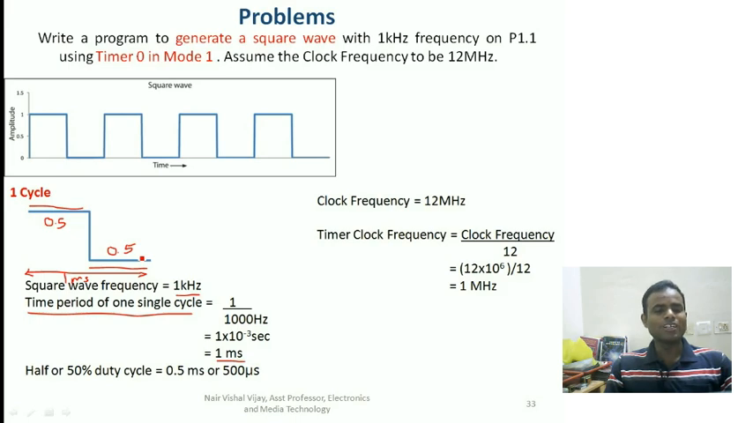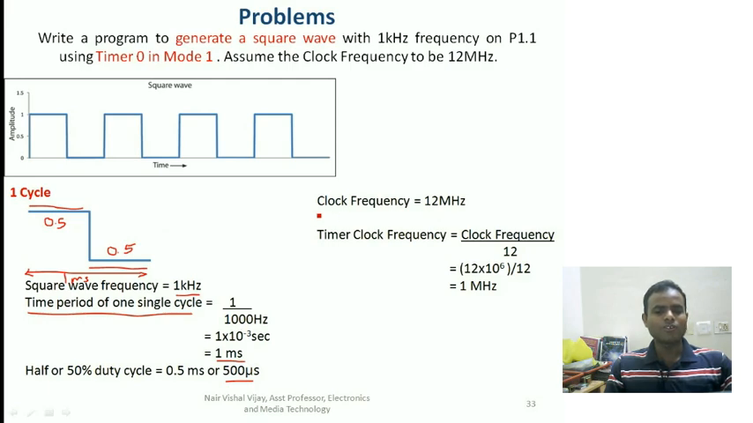Now that is what you need to generate using a timer. So you need to create a high value and hold it for 0.5 millisecond or 500 microseconds, and create a low value and hold it for 500 microseconds or 0.5 millisecond. So how to do that? Now as we know, a timer always works with a timer clock frequency. So we need to first find out what the timer clock frequency is. We know the clock frequency of your microcontroller is divided by 12 to get the timer clock frequency.